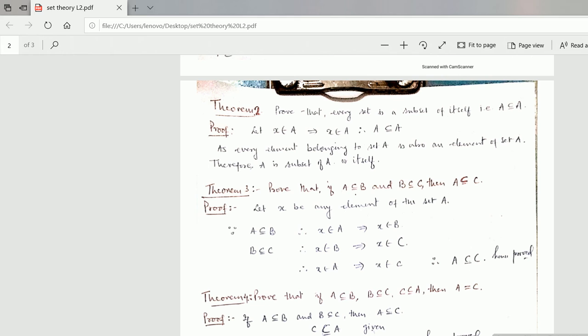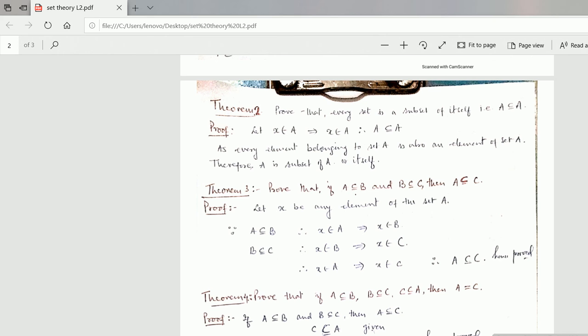Now see how you will prove it. Let x be any element of the set A. Therefore A is a subset of B. Now since A is a subset of B, x belongs to A implies x belongs to B also, because A is a subset of B and I have assumed that x is any element of set A. So definitely x belongs to B.